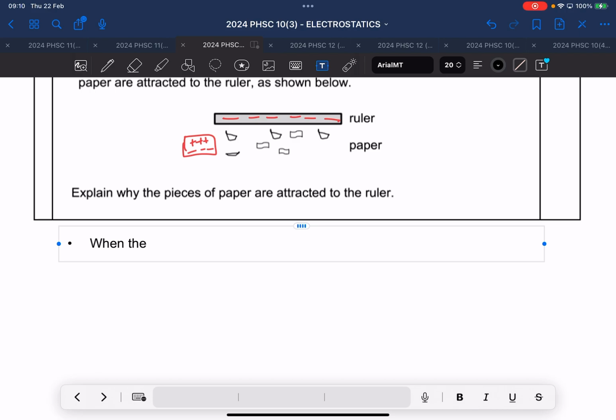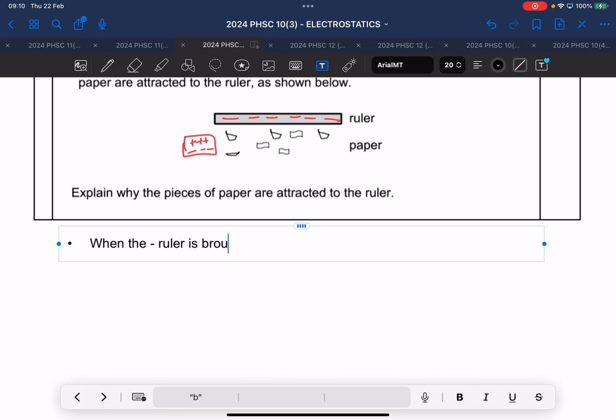Ready when you are? Do you have your answers open at 5B? Yes. Okay, now please apply those same things to this question. Instead, where it says rod, you're going to say ruler. Where they say water, you're going to say paper. When the ruler is... When the what ruler? When the negative ruler.